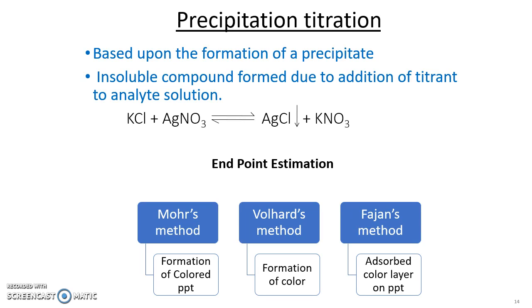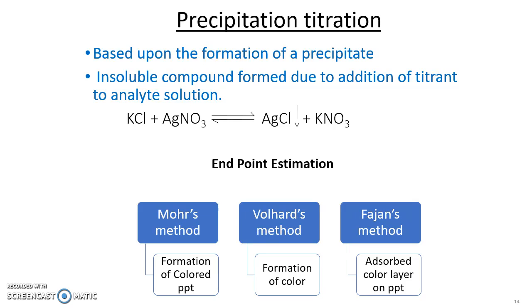These are meant for determination of halides. These titrations are based upon formation of an insoluble compound, that is precipitate, in the titration process due to addition of titrant to an analyte solution. Here potassium chloride is an analyte and silver nitrate is a precipitating agent, that is the standard solution. So the reaction between potassium chloride and silver nitrate takes place to produce an insoluble compound, that is silver chloride, which appears as precipitate in the solution.